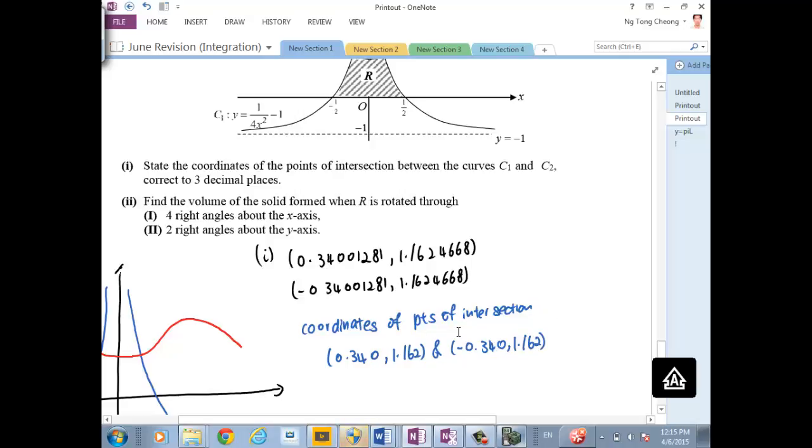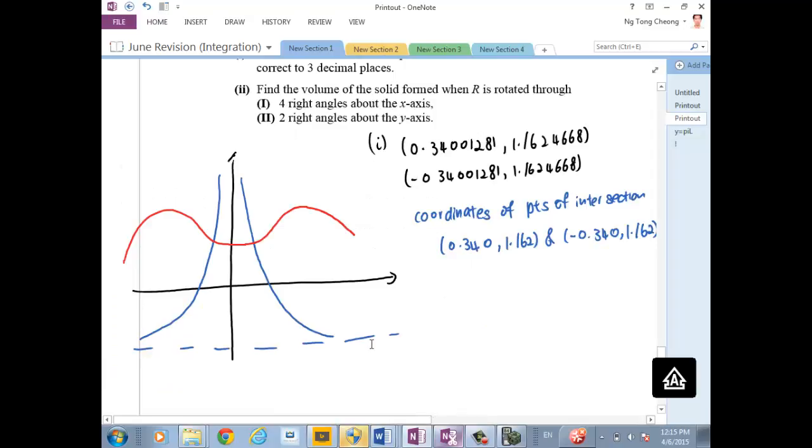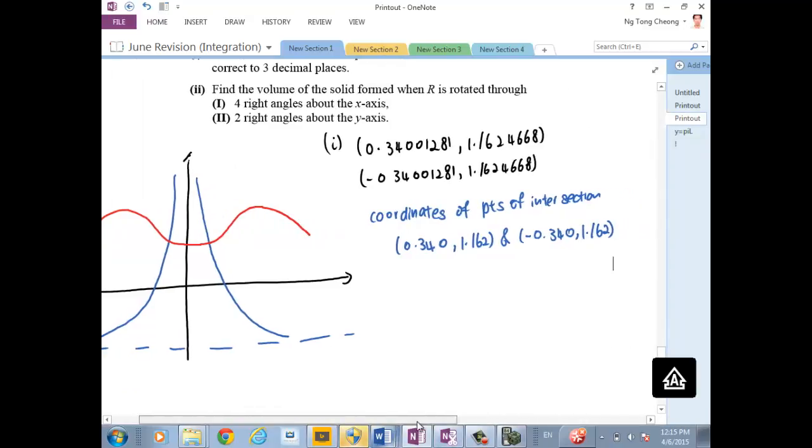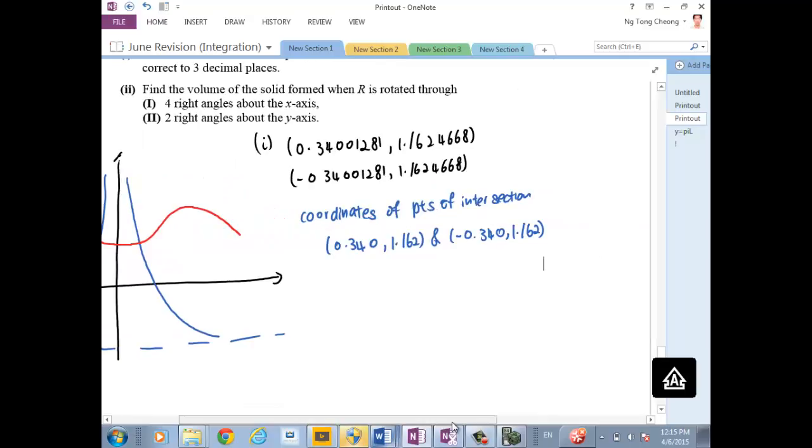Although the question only asks for 3 dp, you should take note of the one that has more dp. Now let's go on to find the volume. Oh, sorry, I forgot to mention one thing. If you look at the coordinates of the points of intersection, is there something that you can infer from them?